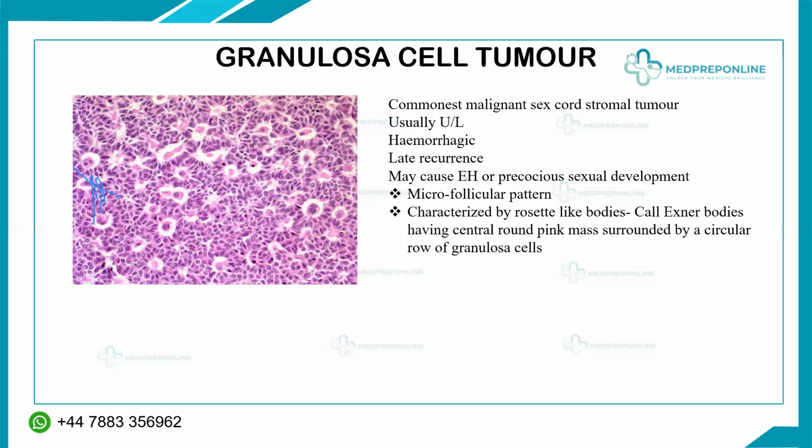So they have a very microfollicular pattern. As you can see, follicles are formed with central rosette-like bodies. So you can see a central round pink mass, it is surrounded by a row of granulosa cells. So the reason it is called a granulosa cell tumor is because it originates from the specialized epithelial cells, which are the granulosa cells. So they surround the round pink mass, and this is forming a rosette body, which is called a Call-Exner body.